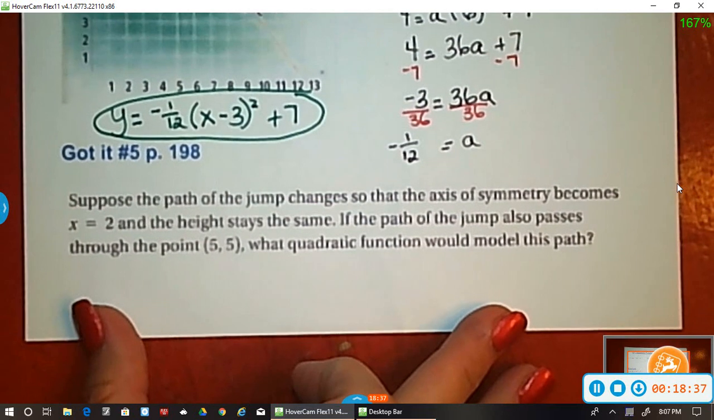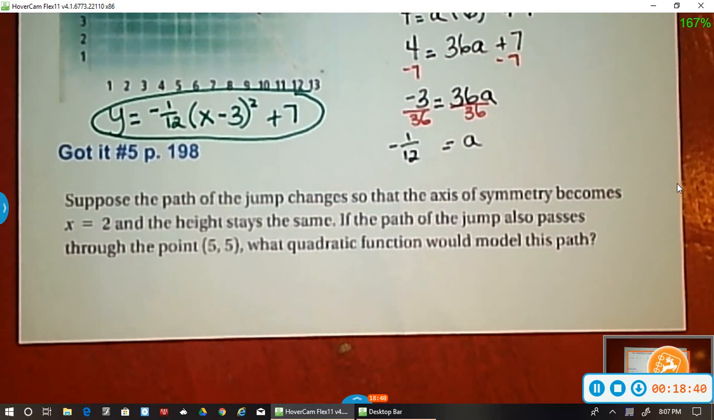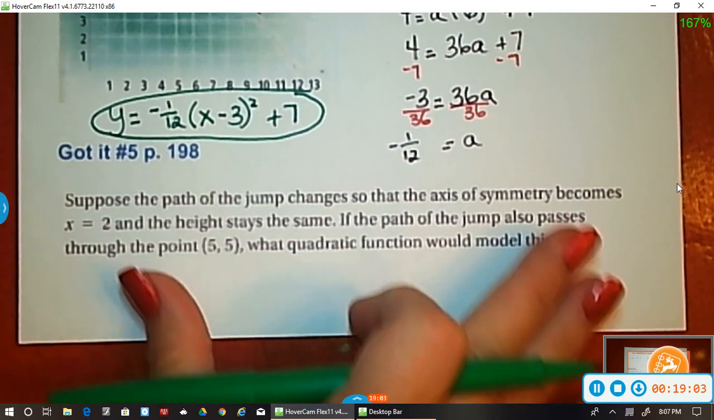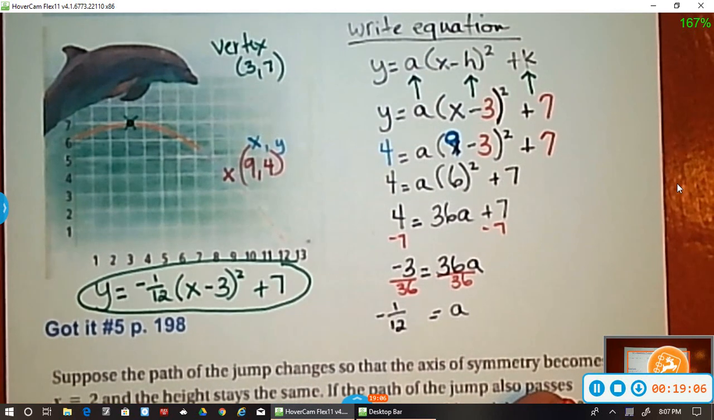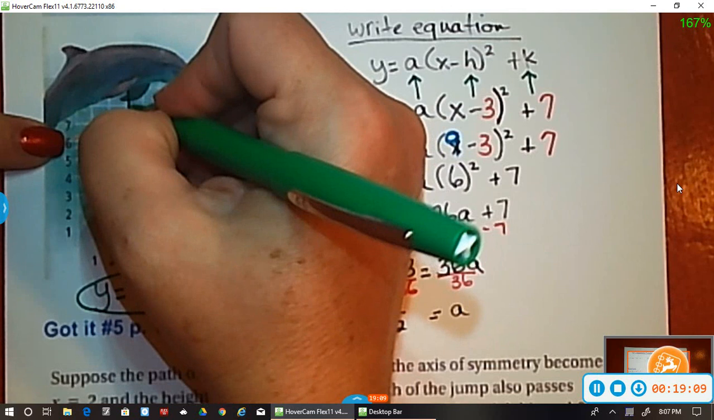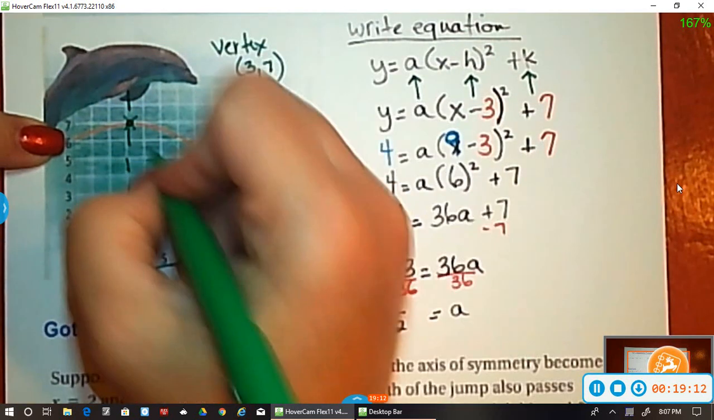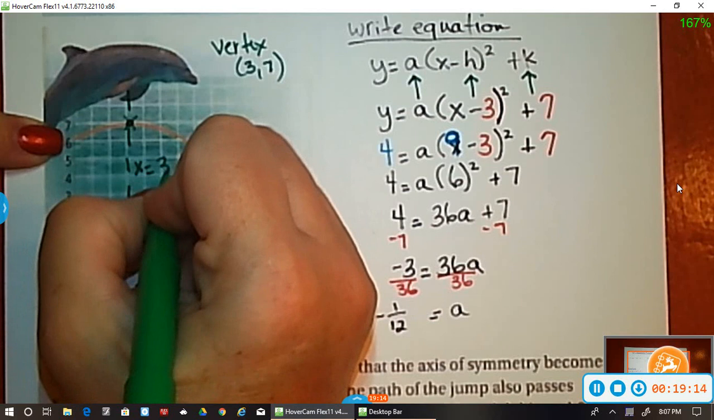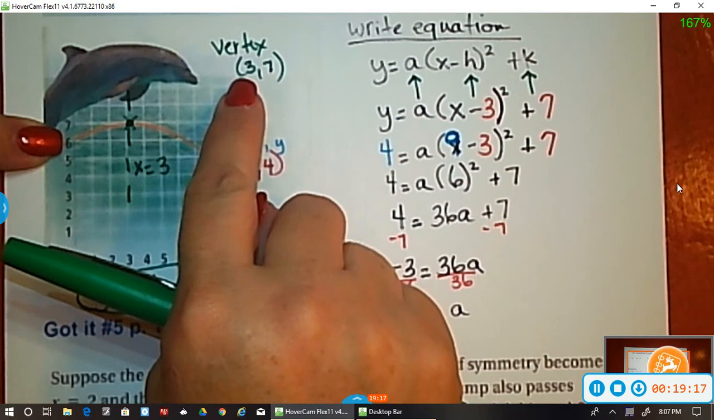Okay, so here is another one where they're just asking you to change just one thing about this graph. It says suppose the path of the jump changes so that the axis of symmetry becomes x equals 2 and the height stays the same. If the path of the jump also passes through the point (5, 5), what quadratic function would model this path? Well, before we can get into that, let's go back to this last problem. In this one, my axis of symmetry is here, and that equation is x equals 3. That's the x part of my vertex.